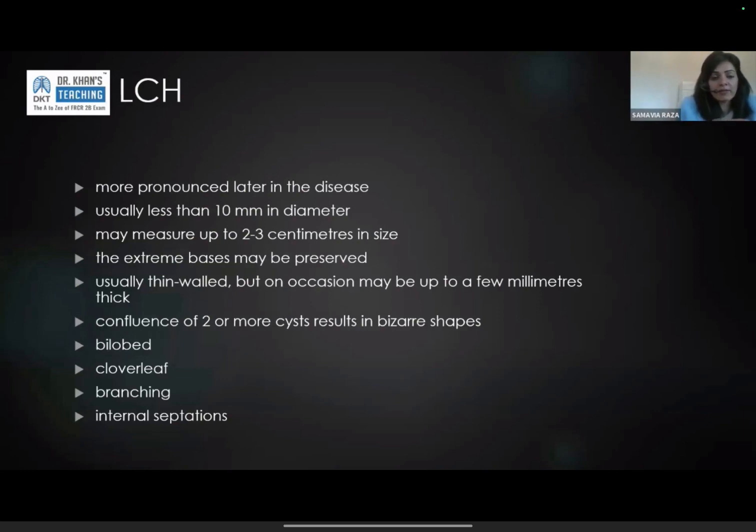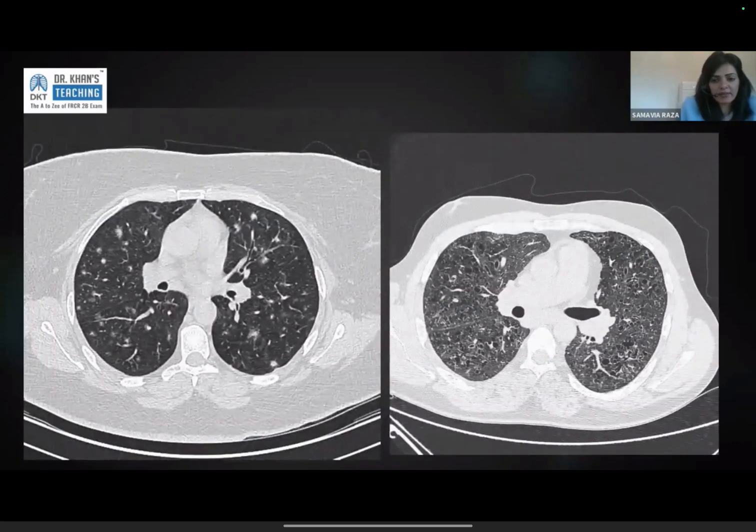From an exam point of view, they will be in a smoker. The extreme lung bases will be preserved. They have thin wall cysts. They can be slightly thickened, because they're in a smoker's lung. It's a messy-looking lung. They can look thickened, they can have a confluence of cysts, or they can be bizarre shapes. But rarely do they exceed more than 5 to 10 millimeters.